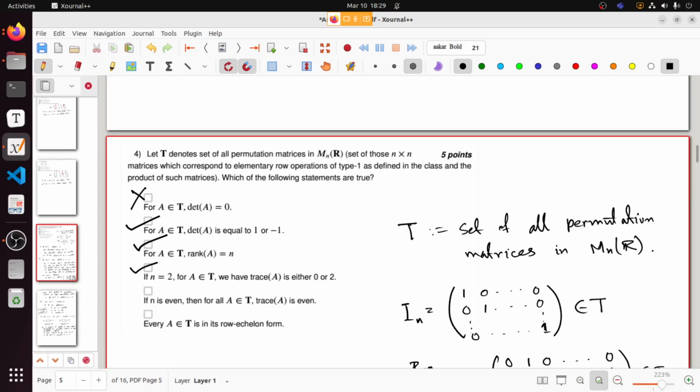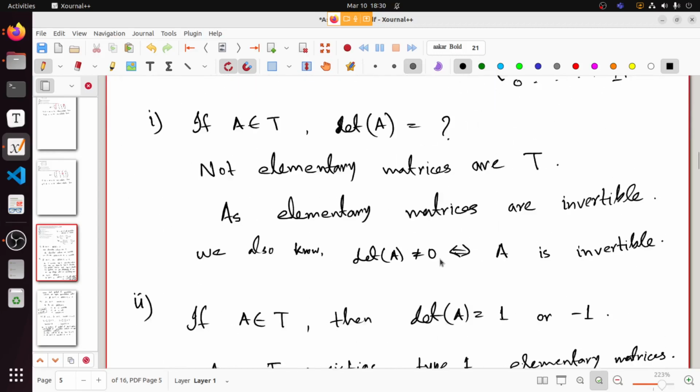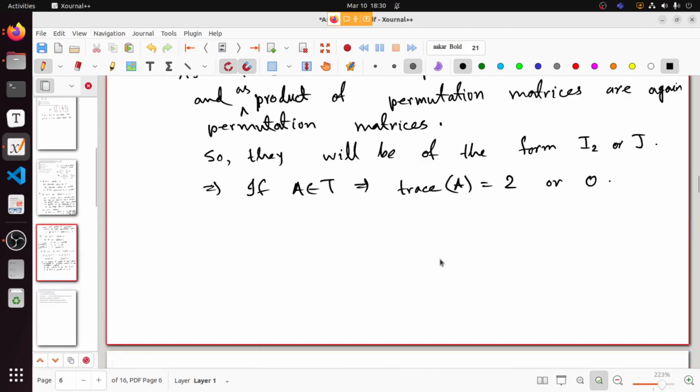Okay, now let's check option number 5. What is it saying? If n is even, then for all A in T, the trace of A is even. Okay, so what is option number 5?